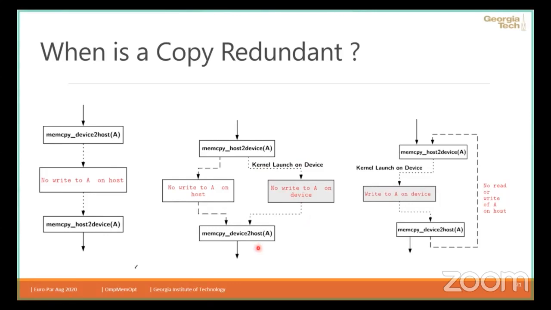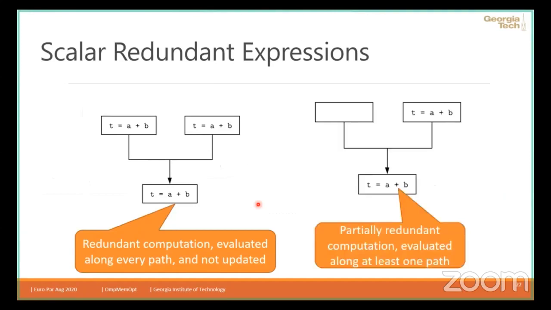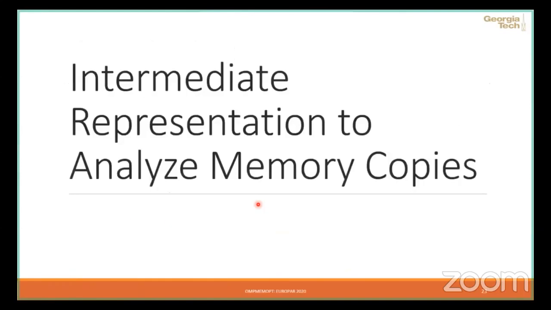This pattern of redundant memory copies has a similarity with scalar redundancy also. In the first case, this is our common sub-expression elimination, where the expression a plus b is computed on all the paths reaching this expression. Similarly, we have seen partially redundant expressions, where this computation a plus b is evaluated on only one of the paths reaching. Partial redundancy elimination can be used for removing loop invariant scalar expressions.